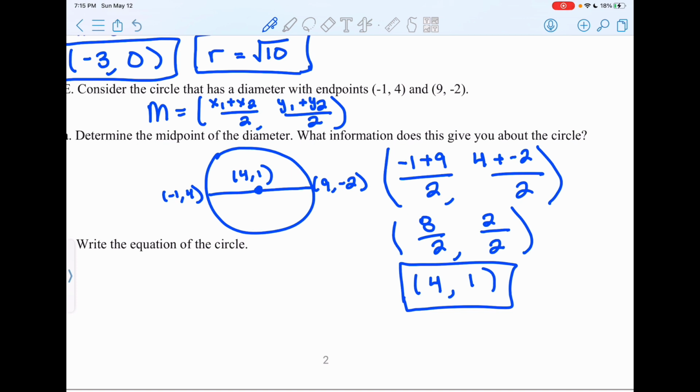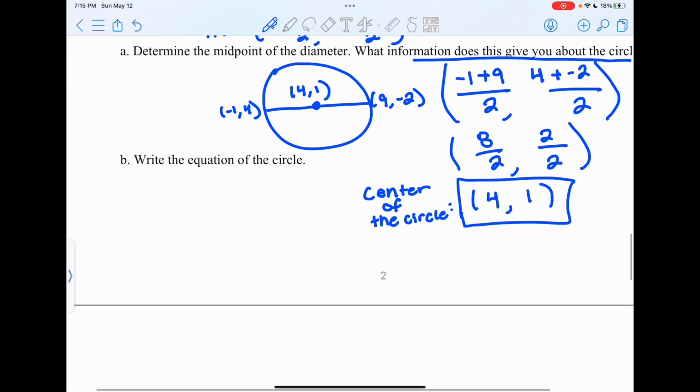Now the question says, what information does this give you about the circle? Well, since those two endpoints were the endpoints of a diameter, we know that the middle of those two endpoints is actually the center of the circle. And so by finding the midpoint between the endpoints of a diameter, we find the center of the circle. And then at B, it says write the equation of the circle. So starting off, I can say x minus 4, since 4 is the x-coordinate of the center, plus y minus 1 squared, since 1 is the y-coordinate of the center.